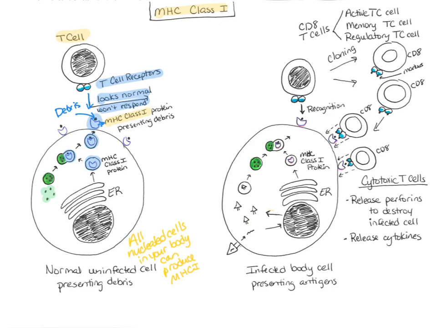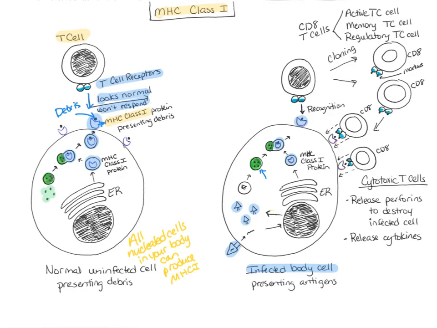But sometimes your cells get infected, and then the MHC class 1 proteins are still involved. So this is one of your body cells here, and here the nucleus is making these MHC class 1 proteins. They're being packaged up by the endoplasmic reticulum. And here we see a virus. The virus has infected the cell. The nucleus is creating new viruses. Your lysosomes are going to tear those viruses down into little antigens, and now that MHC1 protein can present it.